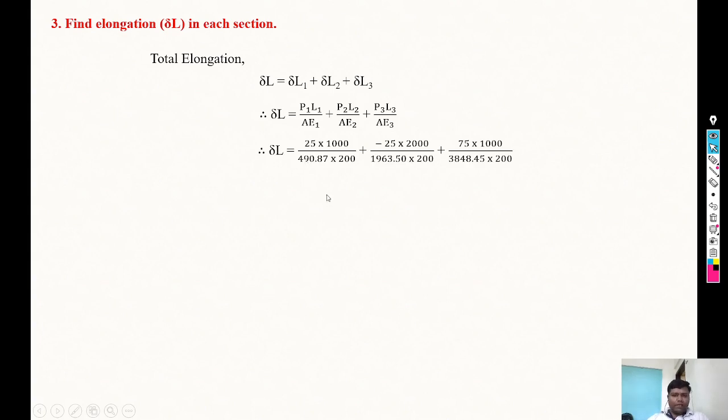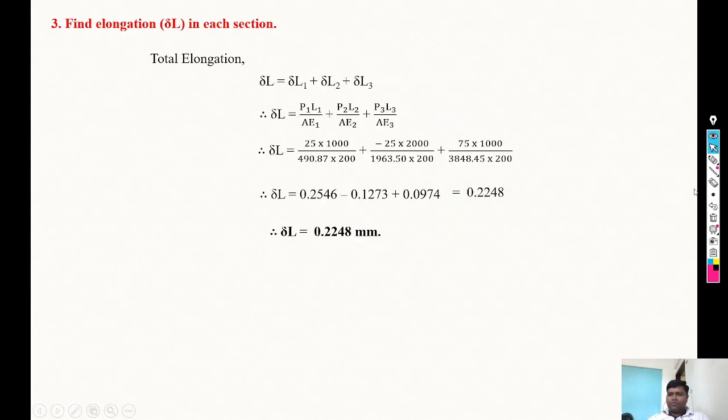Put in all the values that we calculated on the previous slide: P1 is 25, L1 is 1000 mm, area is 490.87 and E is 200. P2 is negative 25 and P3 is positive 75. Just put in all the values and we will get the elongation of the bar. The total elongation of the bar is 0.2248 mm, so it is about 0.2 mm.